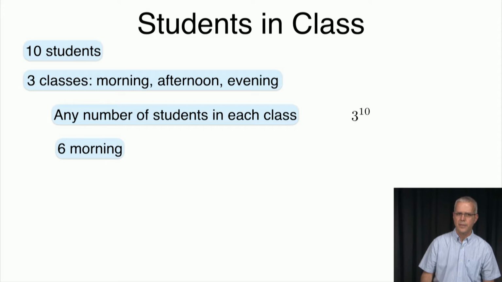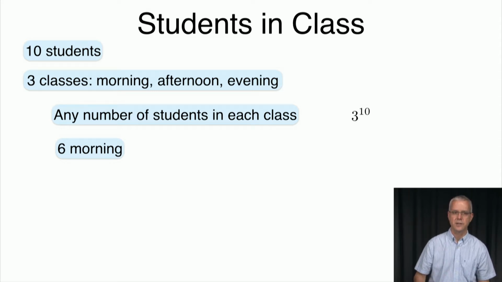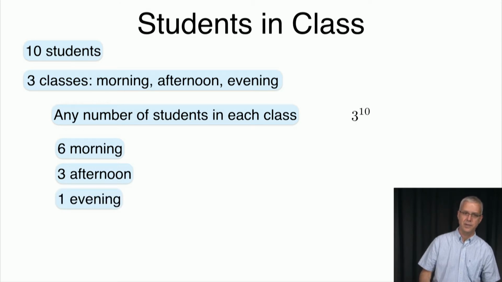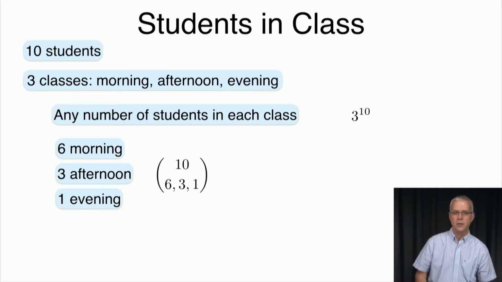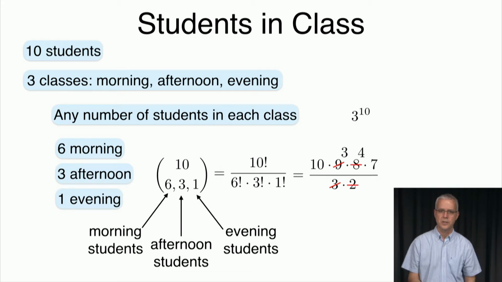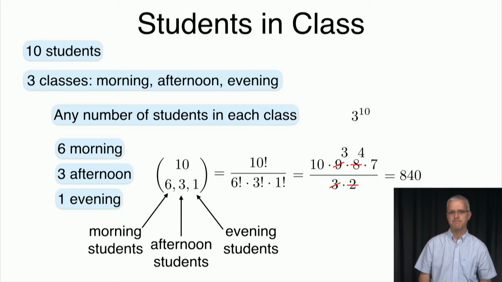Now, suppose we are interested in the number of ways that the students can take the class if we insist that 6 have to take the morning class, 3 have to take the afternoon class, and the remaining 1 student has to take the evening class. So how many ways can we do that? Well, now we have 10 students, and we need to select 6 of them to take the morning class, 3 of them to take the afternoon class, and 1 to take the evening class. So that number is going to be 10 choose 6, 3, 1, morning, afternoon, evening students, and that's 10 factorial divided by 6 factorial, 3 factorial, 1 factorial, which is 840. Okay.